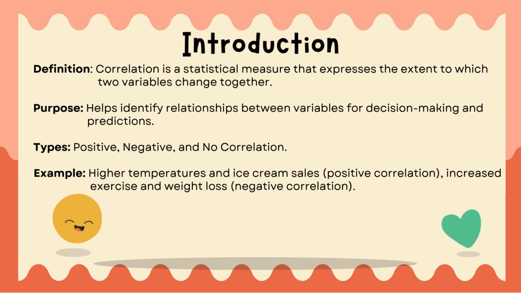And let us see another example, which is higher temperature and ice cream sales, which is positive correlation, because in the high temperature season ice cream sales are more, so it is positive correlation, and that means it increases. And another example, let's see, increased exercise and weight loss. This is the negative correlation example.